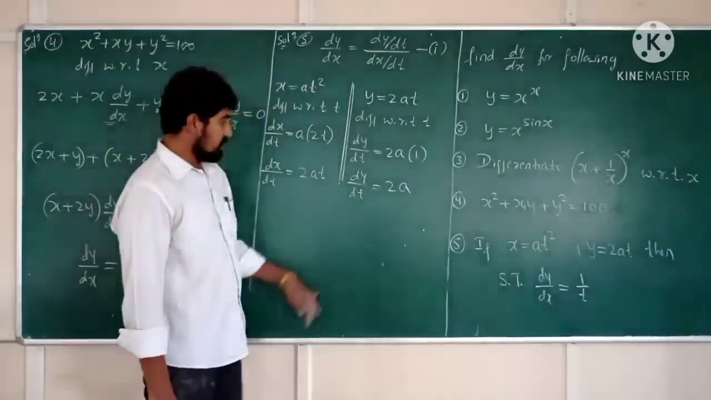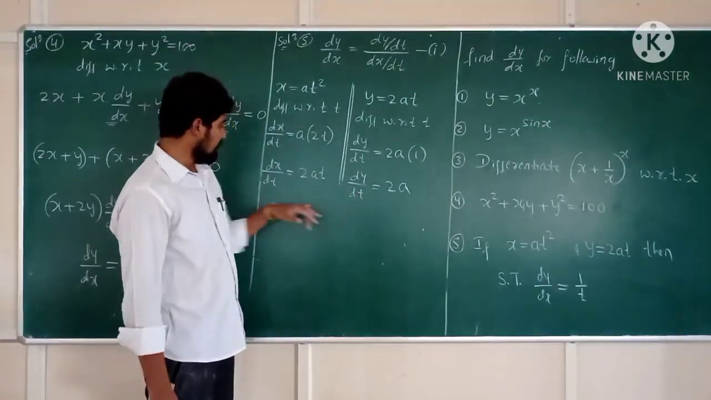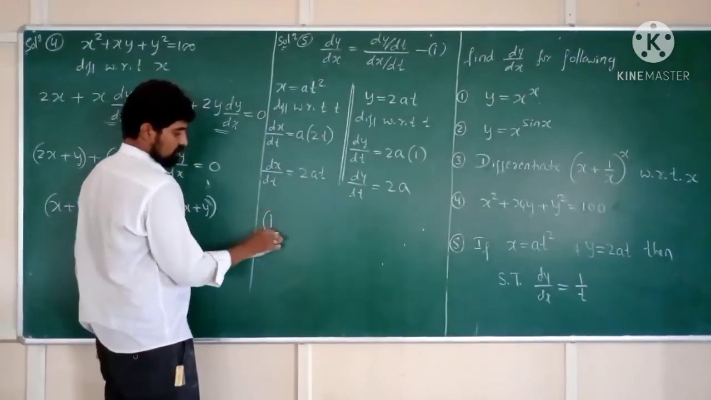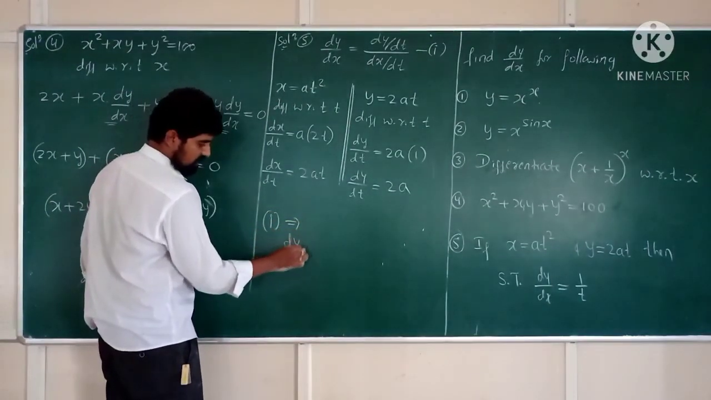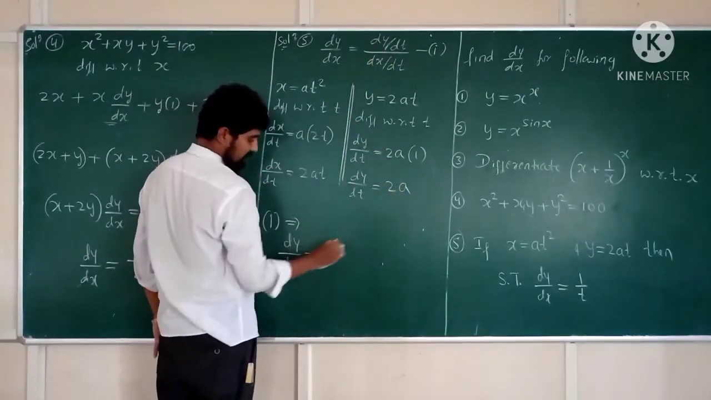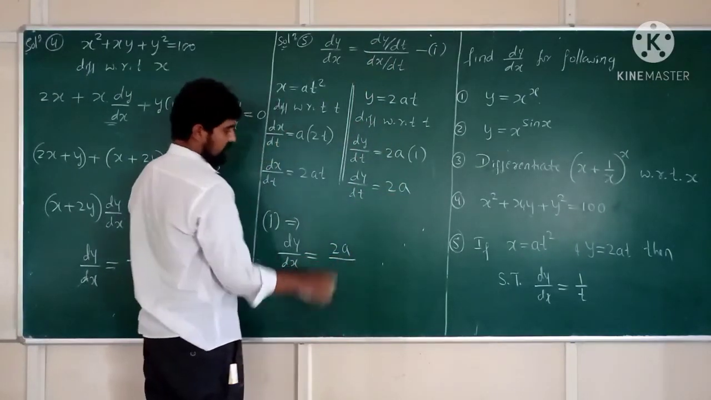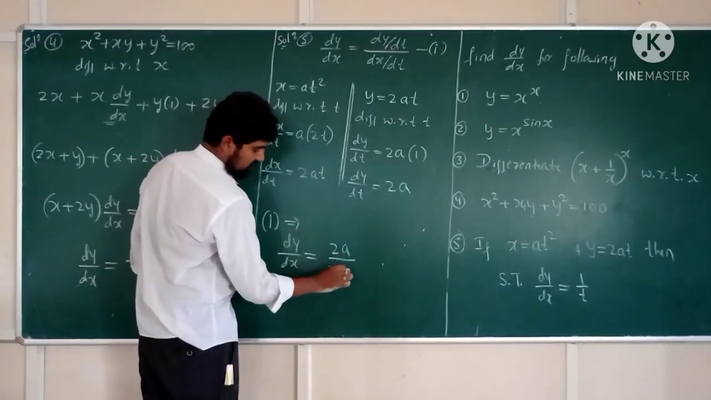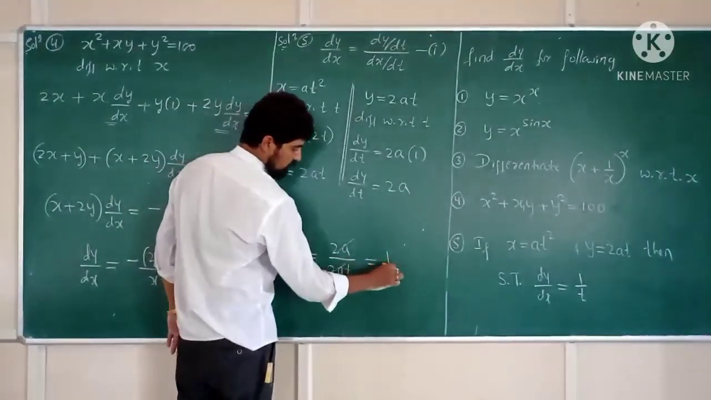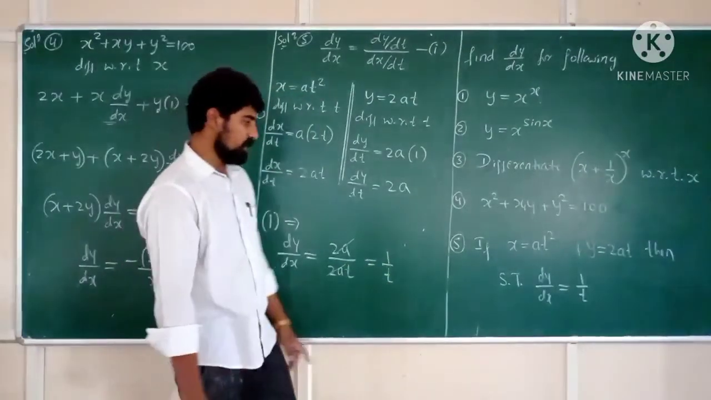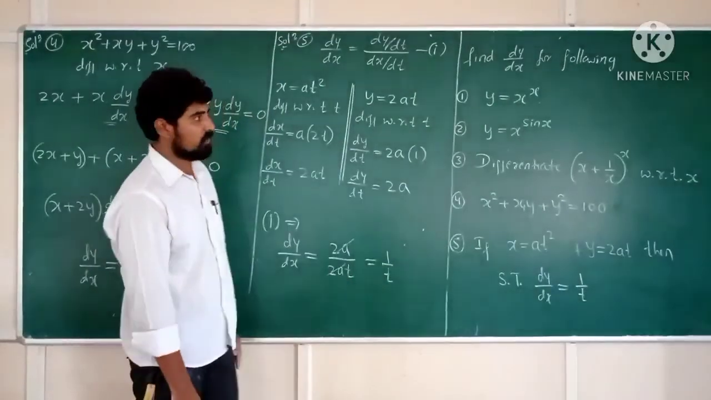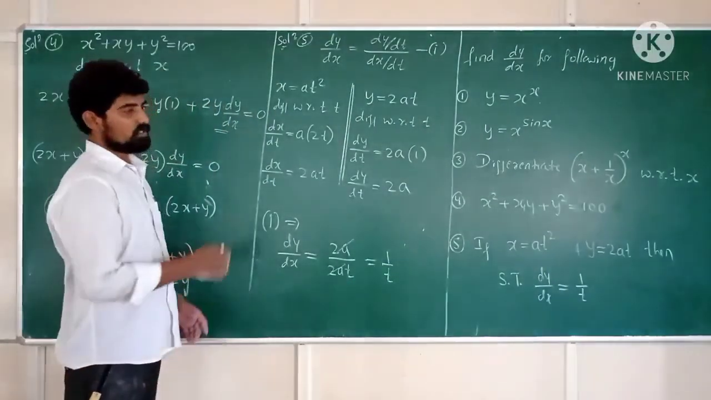For dy by dx, substitute this dy by dt and dx by dt in equation number 1. So equation 1 implies the value of dy by dx is equal to dy by dt, 2a, divided by dx by dt, 2at. 2a gets cancelled, which is equal to 1 by t, and this is our required proof. That is, dy by dx is equal to 1 by t. I hope all of you understood. If possible, take a note.